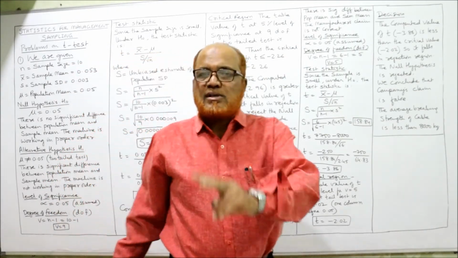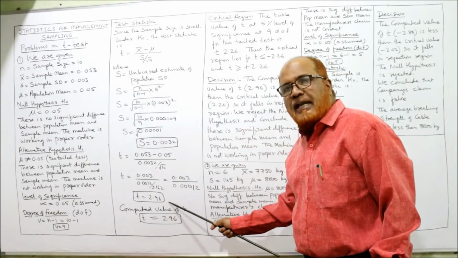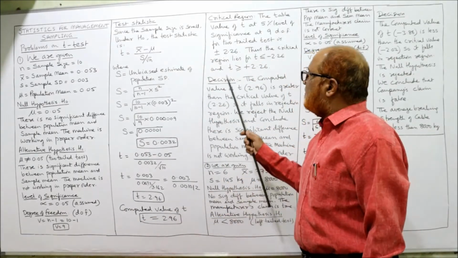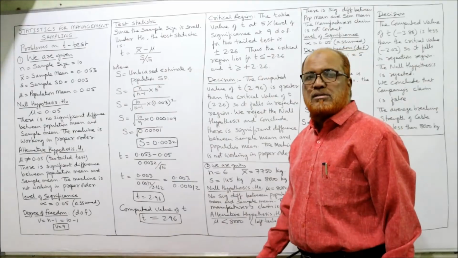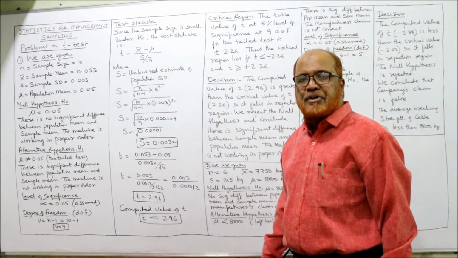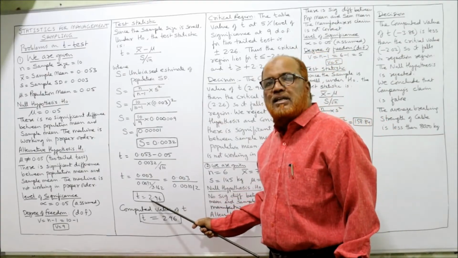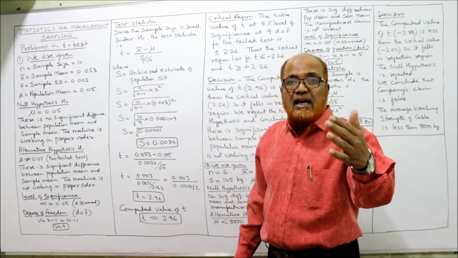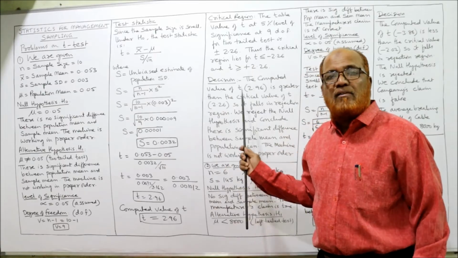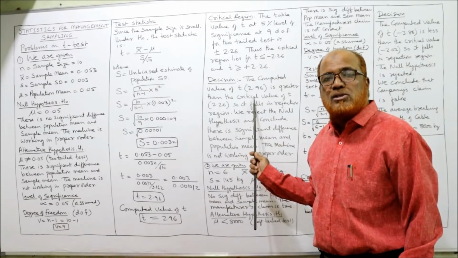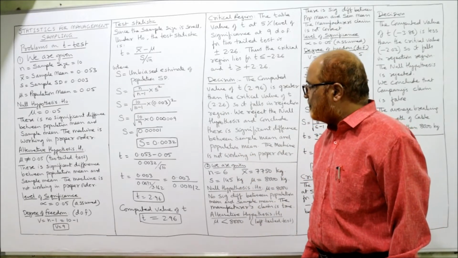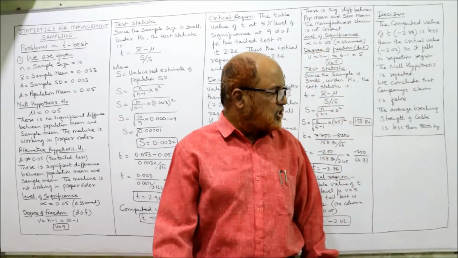Now I have two values. Computed value of t is 2.96. Critical value of t is 2.26. Now decision. Compare. The computed value of t, 2.96, is greater than the critical value 2.26. So it falls in the rejection region.